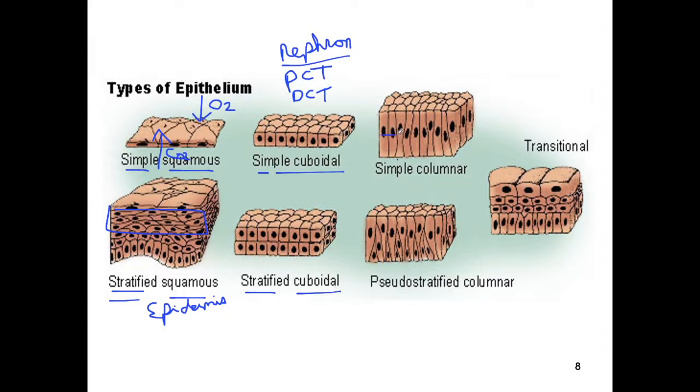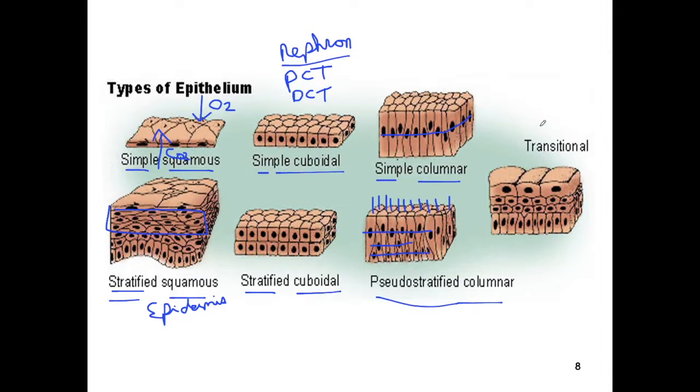Off to the right, notice the nuclei are pretty much at one level, so it's simple columnar, and then down below it, the nuclei are at multiple levels, but it's still one cell layer thick, so we call it pseudostratified columnar. And these are the ones that we said will often have the cilia on the top. Okay, we'll find it in the respiratory tract.